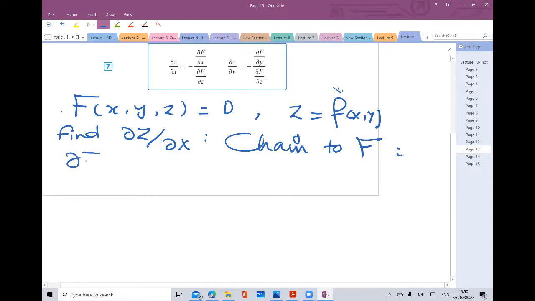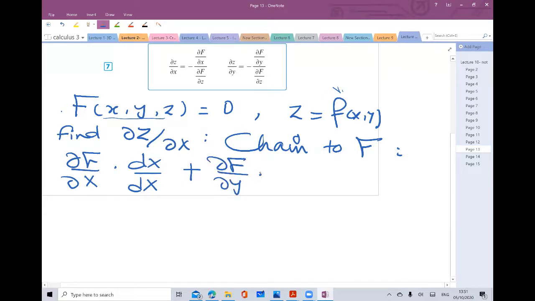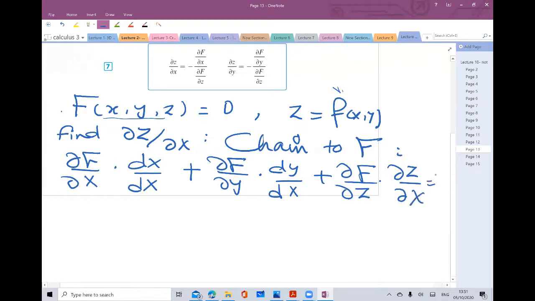So I'll have partial F partial x, since I'm doing it with respect to all the variables here, right? So x, derivative of x with respect to x, same as before. Also I still have y, so I'll have the term with y, the derivative of y with respect to x, plus partial f partial z times partial z partial x, is equal to 0.